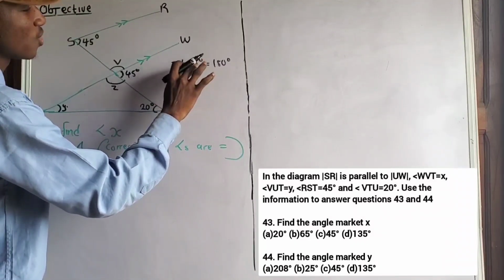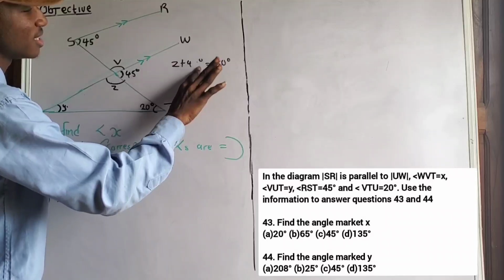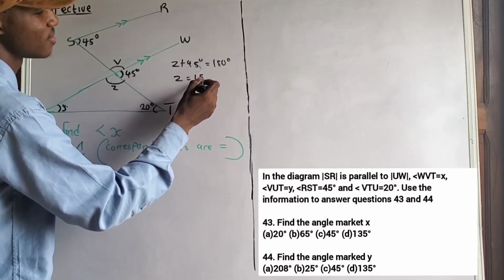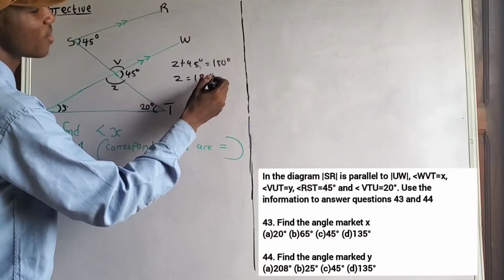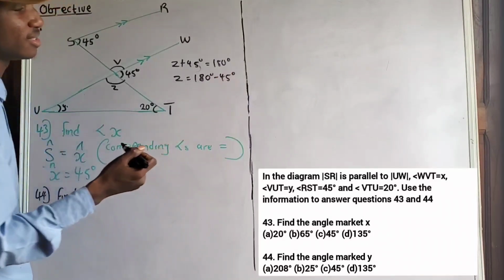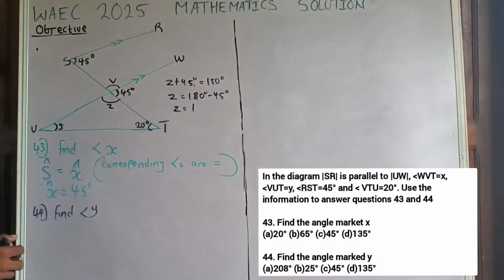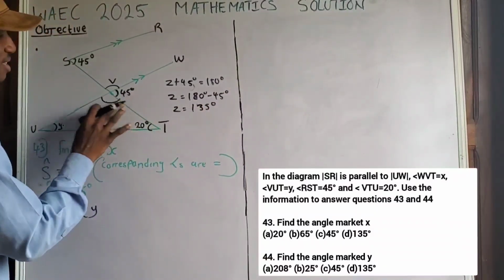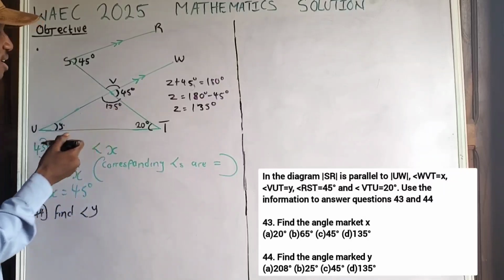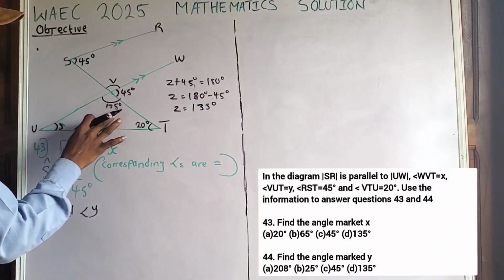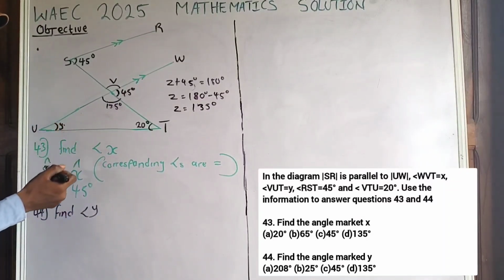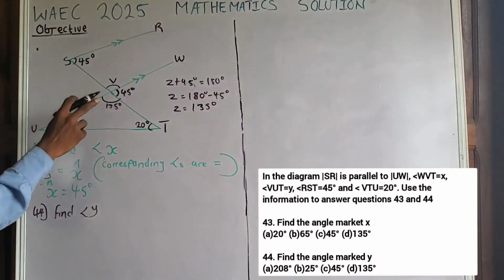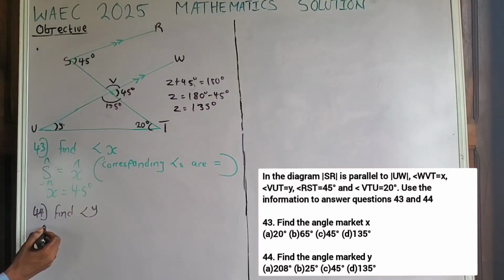So that means if I want to get the value of Z, I just have to subtract 45 degrees from 180 degrees. You understand? And the answer will be 135 degrees. So the angle that is here is 135 degrees. Now, having gotten the value of Z as 135 degrees, you can get the value of Y by using the sum of angles in a triangle. From triangle UVT.